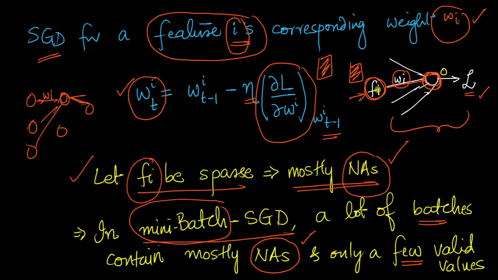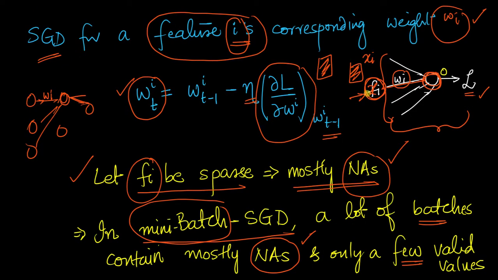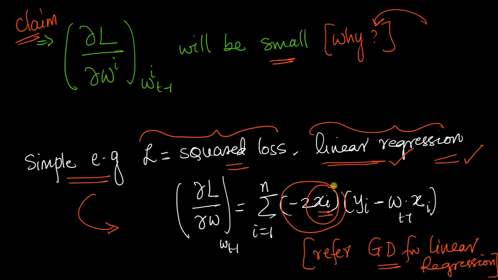In linear regression, what is this feature i? This whole thing is my data point xi, and this is one feature corresponding to my input, right? Now if this is missing, look at this. When this feature is missing, what happens?